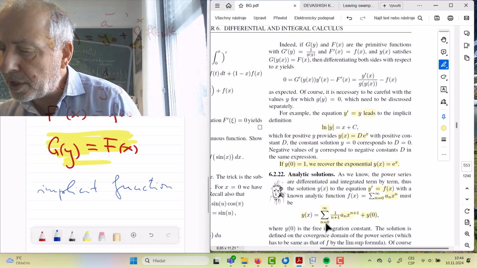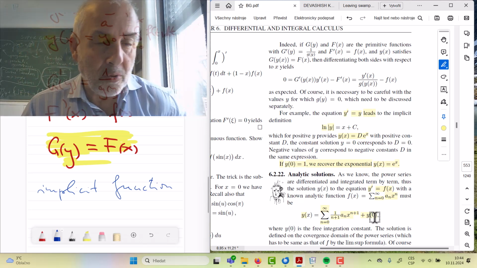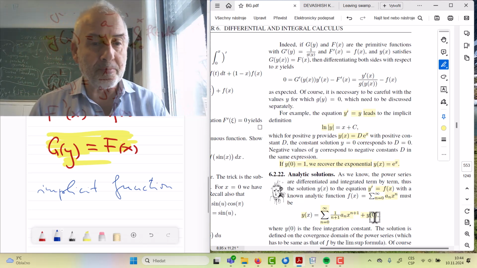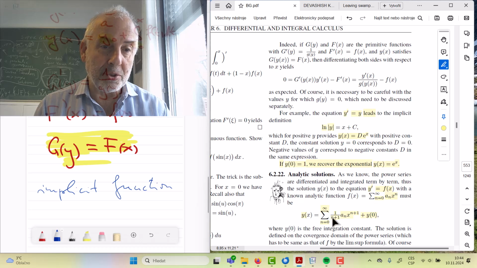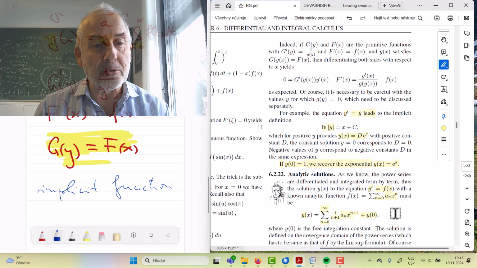Actually, it's a mistake here. It should be n goes from 1 to infinity, not 0, because the y0 is just what comes here at the 0 power of x, right? At 0.